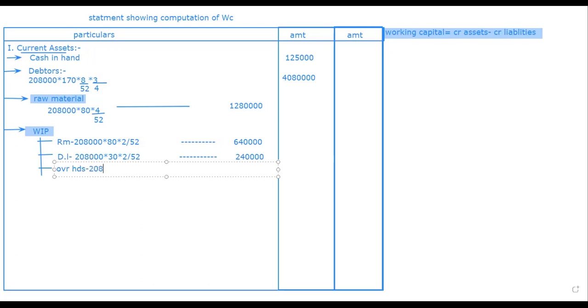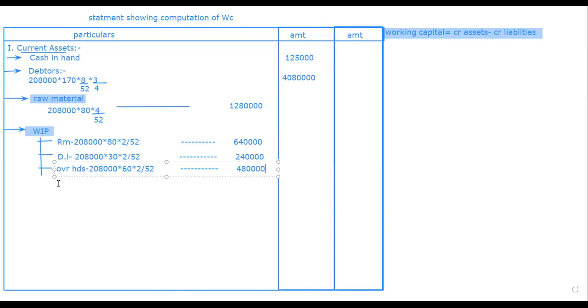So 2 lakhs 8,000 will be the same, but overheads price is how much now? It's 60 rupees. 60 into the same, 2 divided by 52. For everyone, it is going to be the same. The period is going to be the same because we are talking about work which is in progress. So my answer when I calculate all these things is going to be different. So that's how I got it. So this total price is my one part. So raw material is done, work in progress is done.